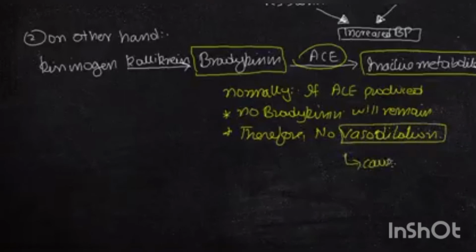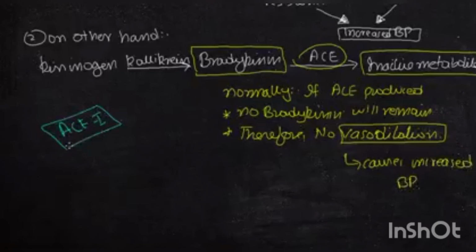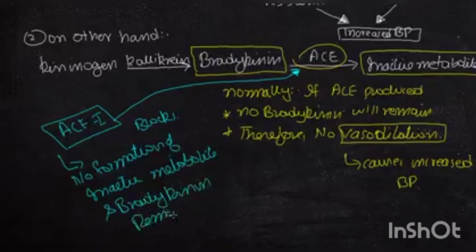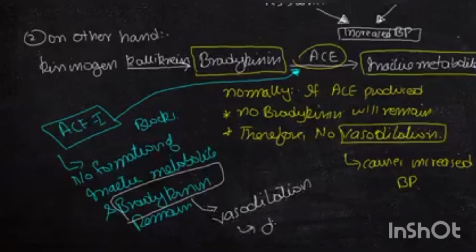When ACE inhibitors are given, they cause blockade of the enzyme ACE, so there will be no conversion of bradykinin into inactive metabolites and bradykinin remains. This leads to a decrease in the blood pressure through the vasodilation process. I hope this makes sense. So remember, this vasodilation causes decreased blood pressure.